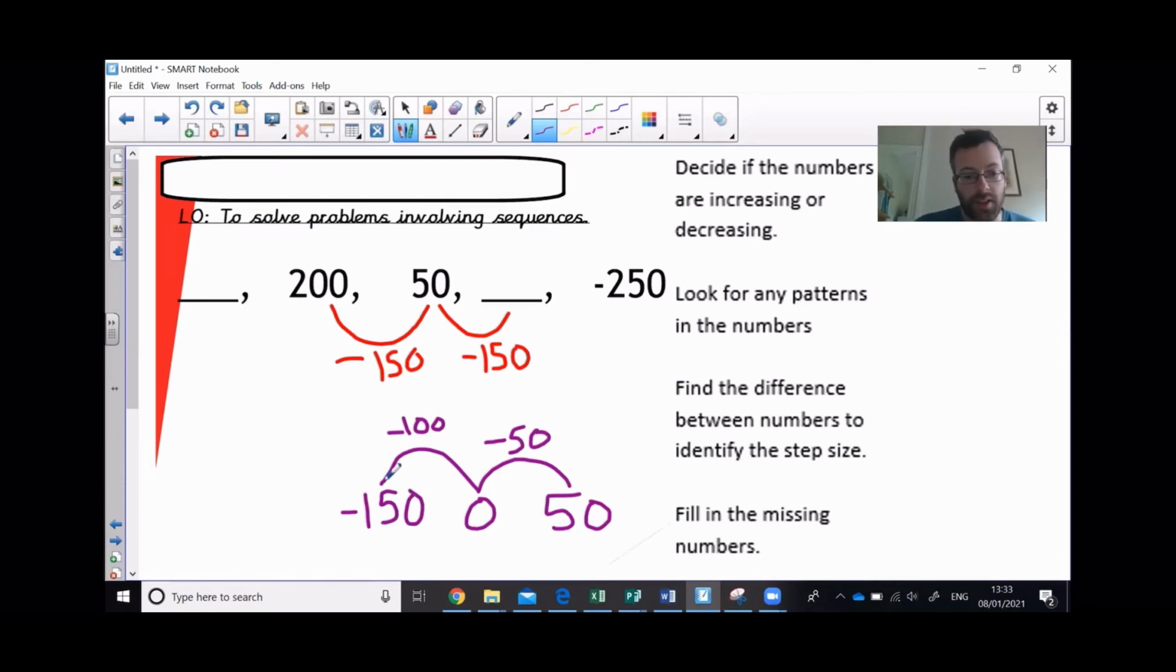Which then gets me, this one's going to be 100. I've gone wrong again. That doesn't get me to minus 150. I'm having an absolute mare.